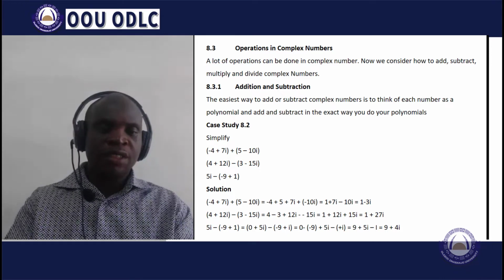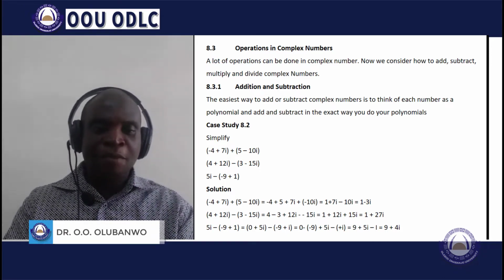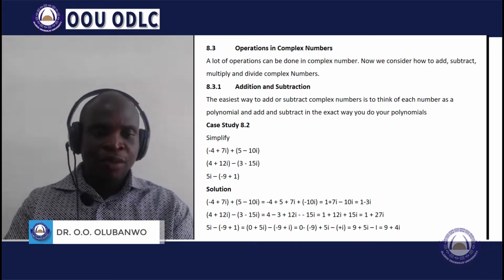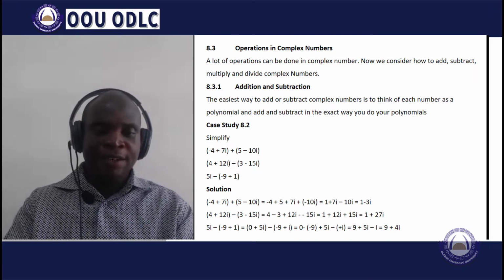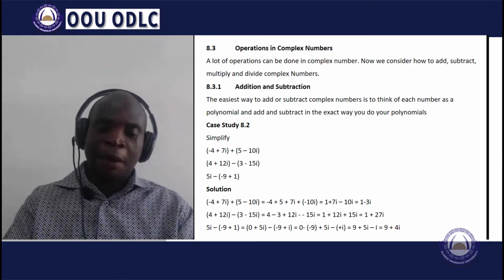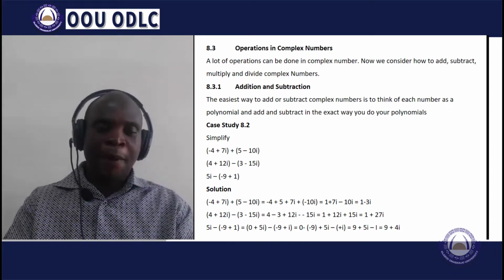This will give us this. You combine real to real and imaginary to imaginary. The first part, the real part is 4. Second one, the real part is 3. The first one, the imaginary part is 12. Then, for the second one, the imaginary part is 15.